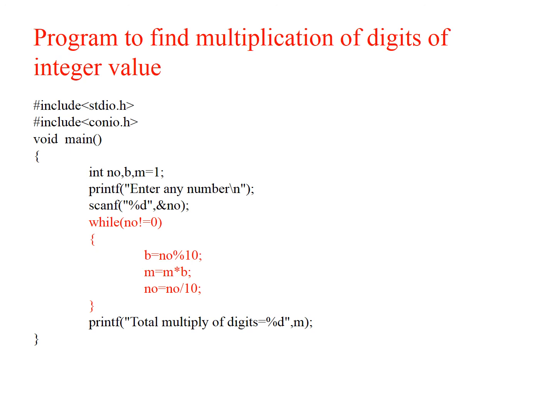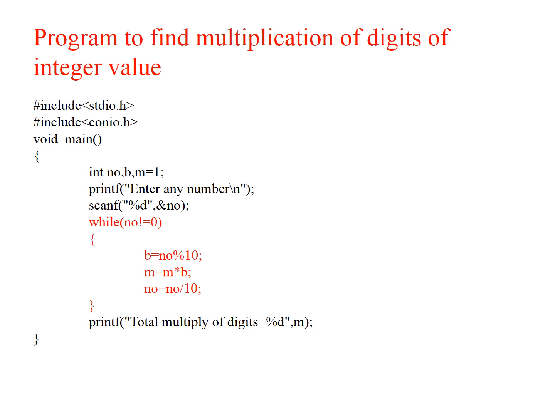Next, we are going to take one more example of a while loop. Here we are trying to find the multiplication of the digits of an integer value. That is, whatever number I have entered, I have to give the multiplication value. For example, I have entered the number 32, then 3 into 2, I want the answer equal to 6. Now let's check it out.